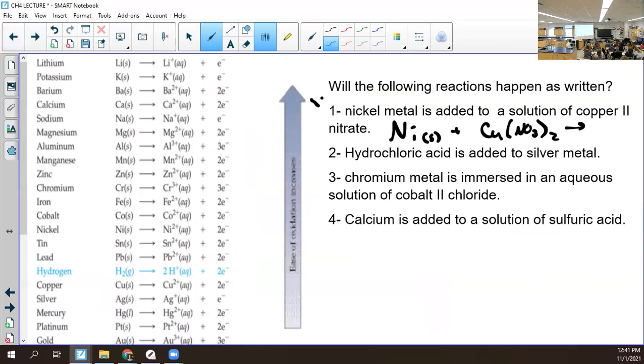So do we predict a reaction would happen? Yes, we do. Hydrochloric acid, sorry about that. This would be HCl and silver metal.